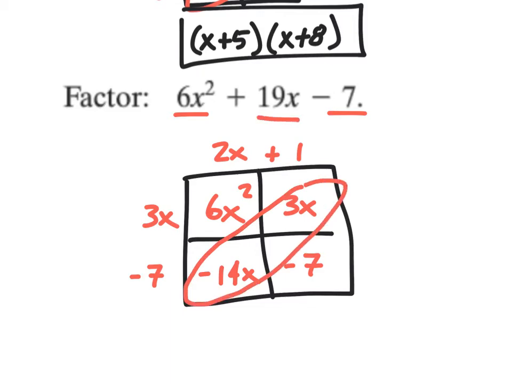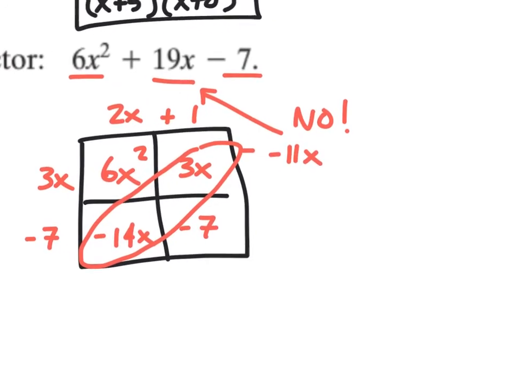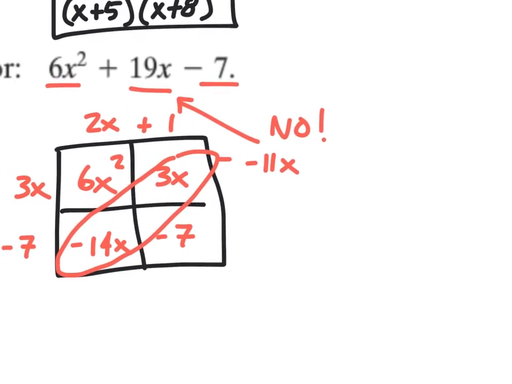That's the question. So negative 14x plus 3x is going to give me negative 11x. And this does not match. No. What we want to do is make sure that those match up. So this combination of numbers is wrong. So let's try something else. Let's draw the box again.